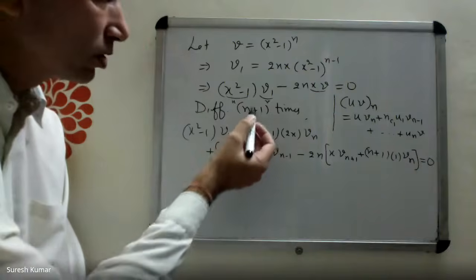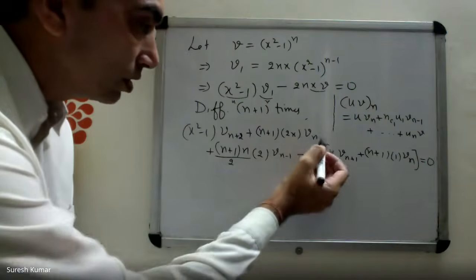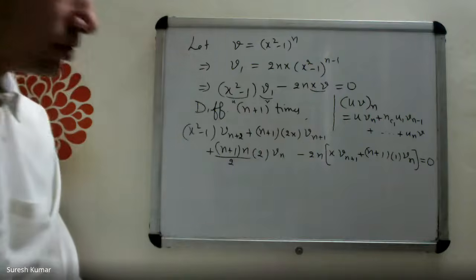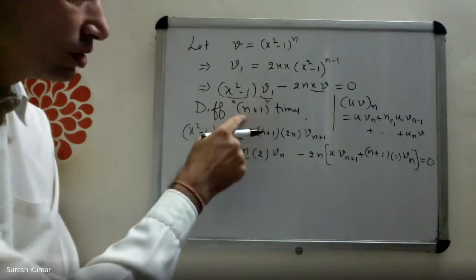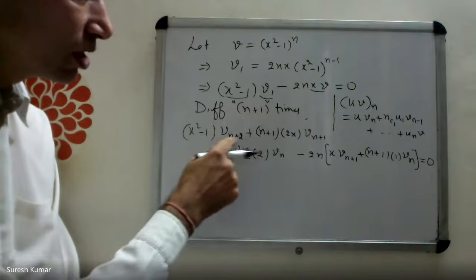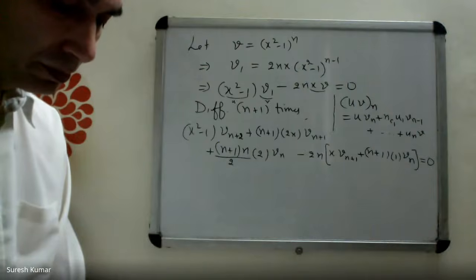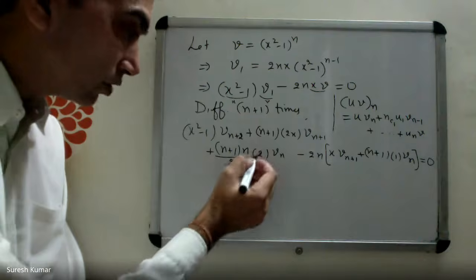Sir, shouldn't it be vₙ₊₂? Yes, because it is v₁ already. So you start from vₙ₊₂, then vₙ₊₁, and here vₙ. Yes, you're right. v₁ is already there. You are differentiating n plus 1 times, so it starts from n plus 2. Any other thing you are saying? Is this step okay?